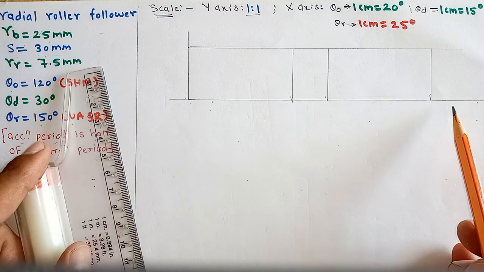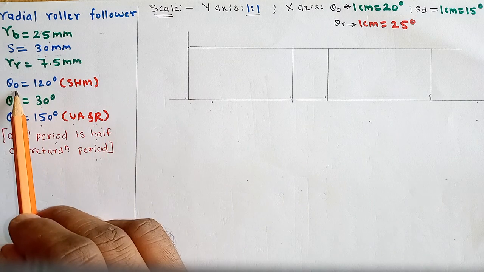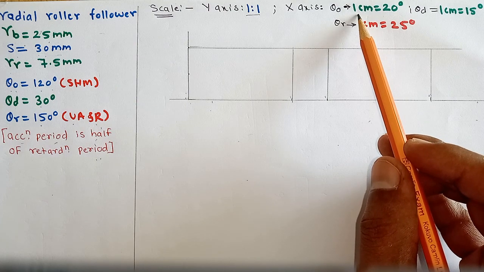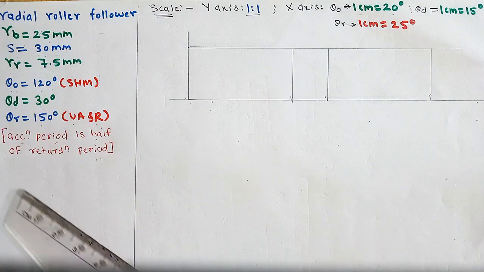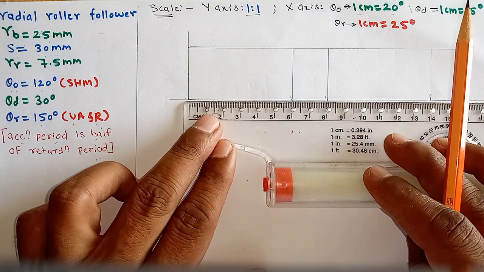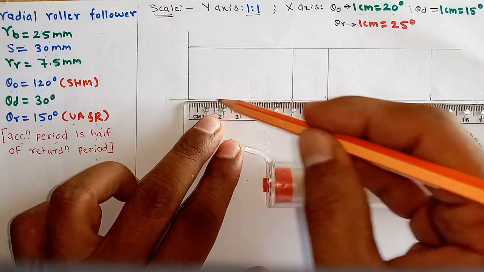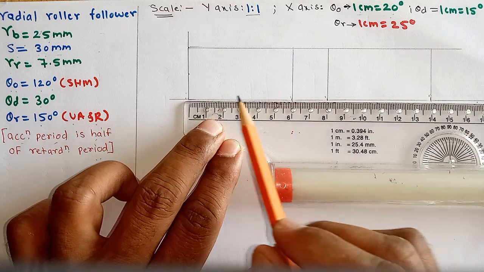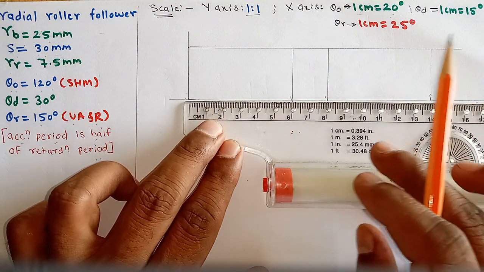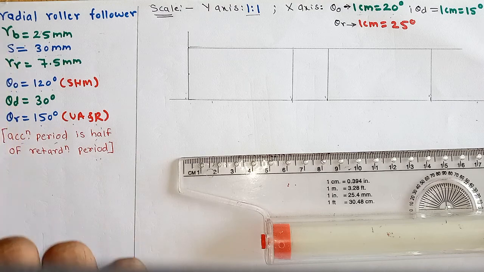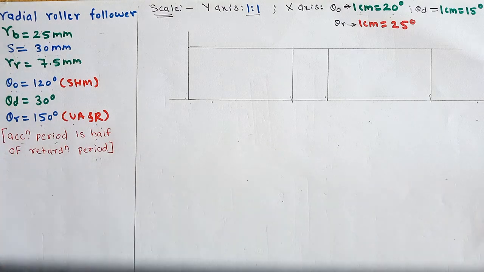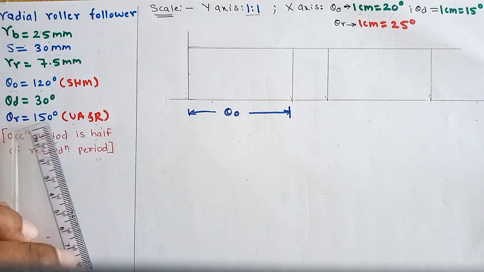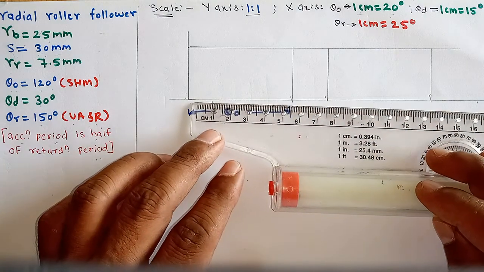Now we divide the x-axis into three segments. First, for outstroke angle, which is 120 degrees, we take the scale of 1 centimeter equals to 20 degrees. So 6 centimeter will give 120 degrees. Next, let us mark the outstroke. So this is theta O, 120 degrees equals to 6 centimeters.